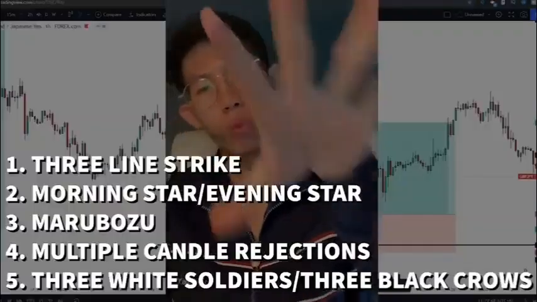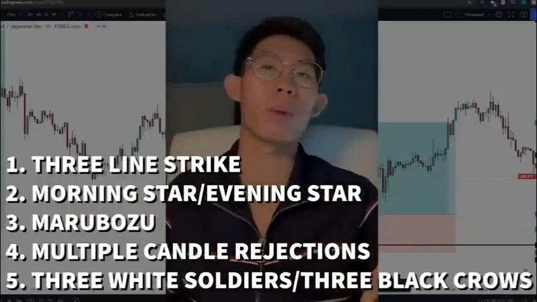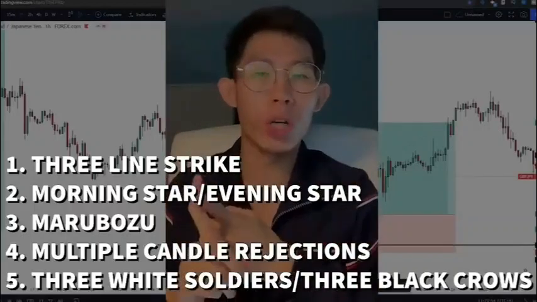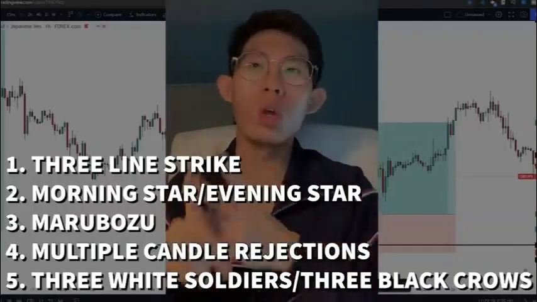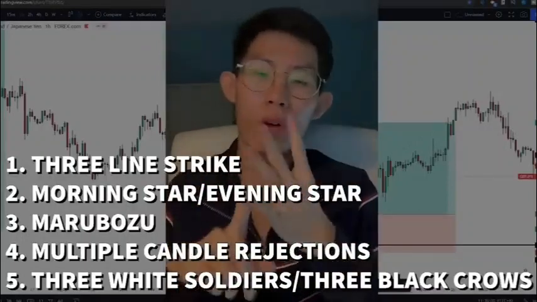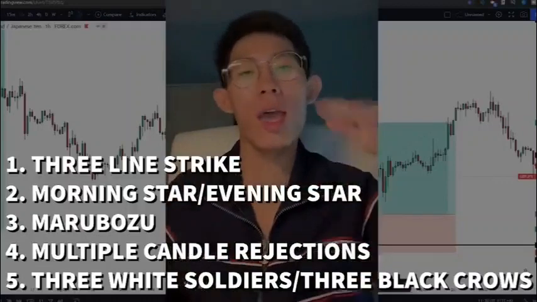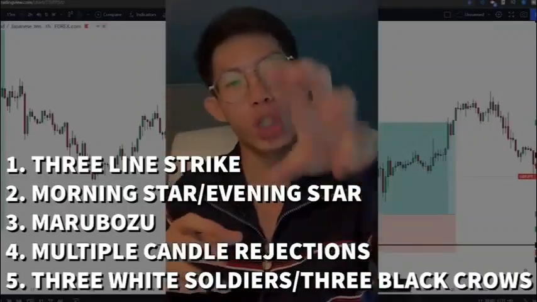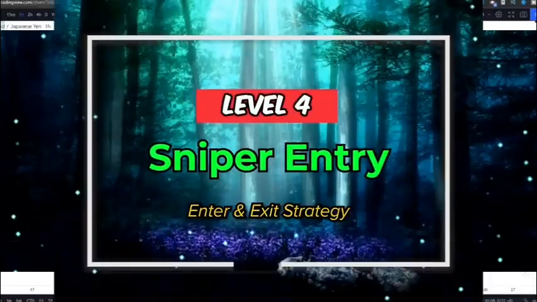So these are the five reliable and profitable candlestick patterns that you guys need to know. Number one, your three-line strike candlestick pattern. Number two, your Morning Star or Evening Star. Number three, your Marubozu candlestick. Number four, your multiple candle rejections. And number five is your three white soldiers and three black crows.